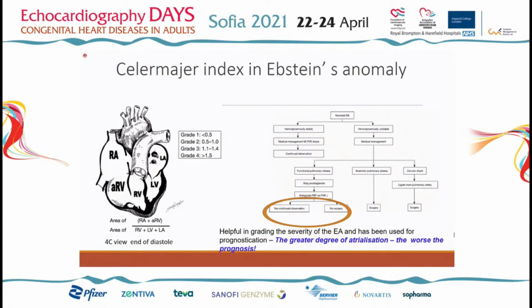Regarding this Celermajer index, we can look at the neonatal Epstein anomaly, the hemodynamic stability, and the medical management, and decide to take the patient without surgery, postponing the surgery to later ages.